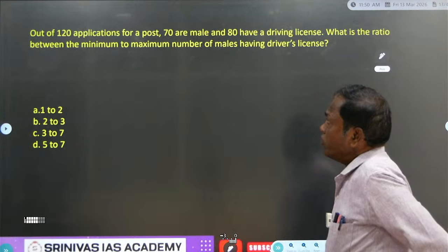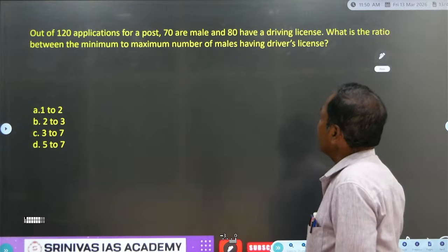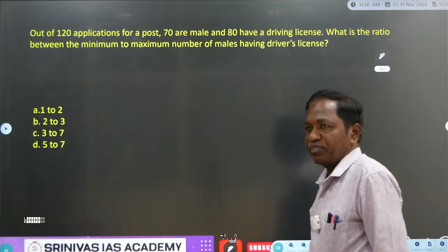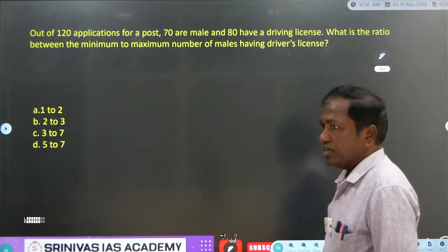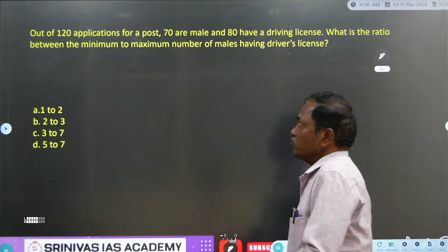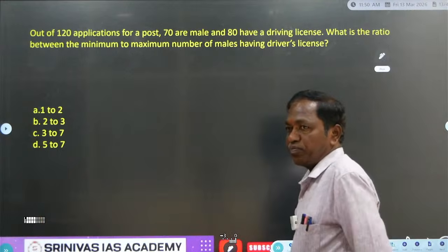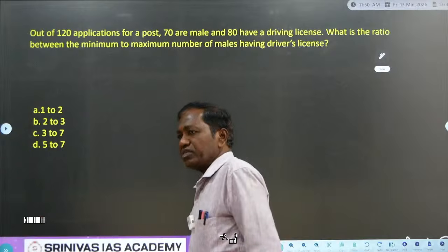Now, out of 120 applications for a post, 70 are male, 80 have a driving license. This was a UPSC question about 9-10 years ago, 2013, and I believe the question was repeated again. So how do you take the information from the given question?